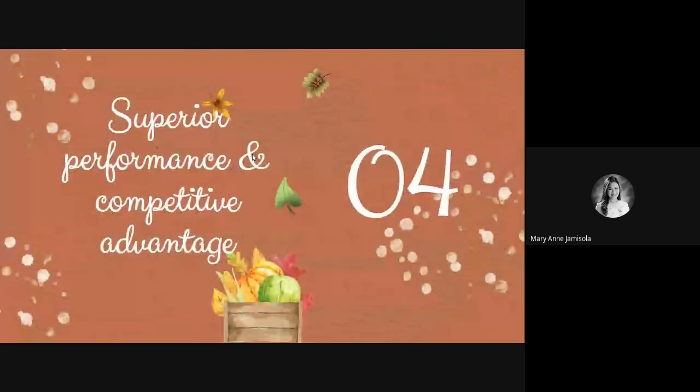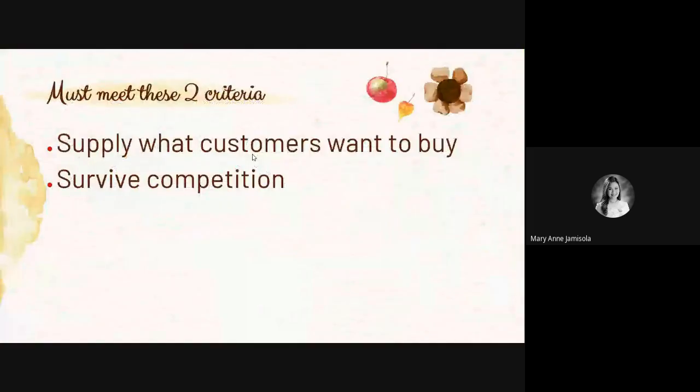The fourth topic that we will discuss today is superior performance and competitive advantage. The ultimate objective for a profit company is to achieve superior performance in comparison to their competitors. A company which attains superior performance gets a definitive competitive advantage. So, in order to survive and prosper in an industry, the firms must meet two criteria. First, they must supply what customers want to buy. And second, they must survive competition.